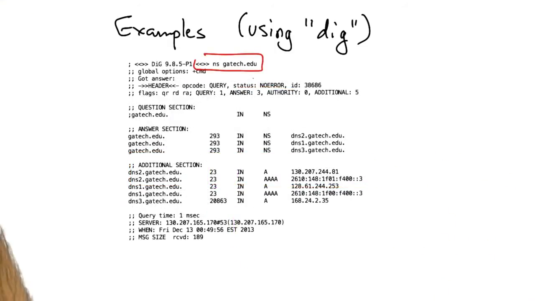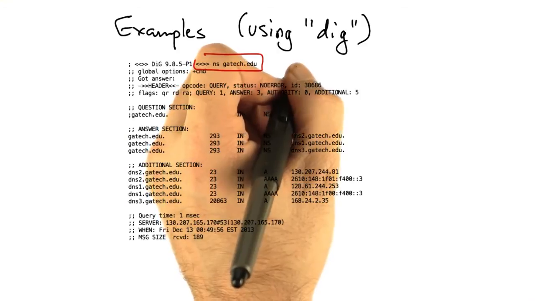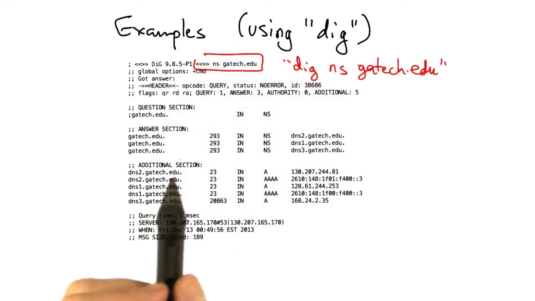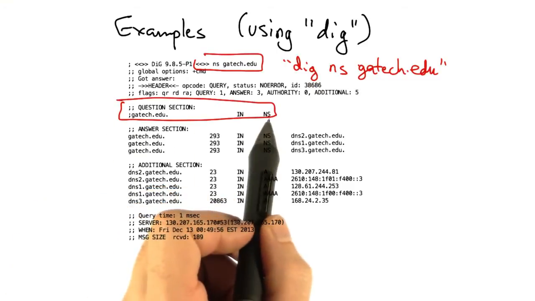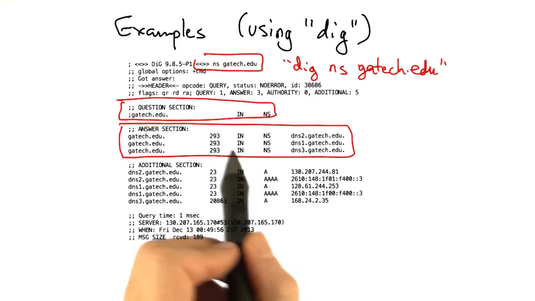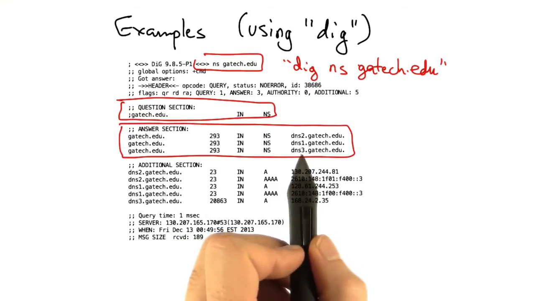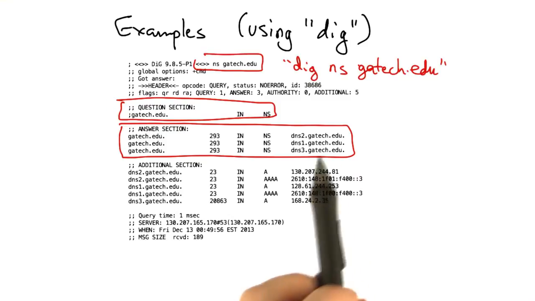Here's an example of a query for the NS record of gatech.edu. You can see this output by typing dig ns gatech.edu. You can see here in the question section, now instead of an A record query, we have an NS record query, and our answer is a bunch of NS records that are DNS1, 2, and 3.gatech.edu, any of which could answer authoritatively for subdomains of gatech.edu.